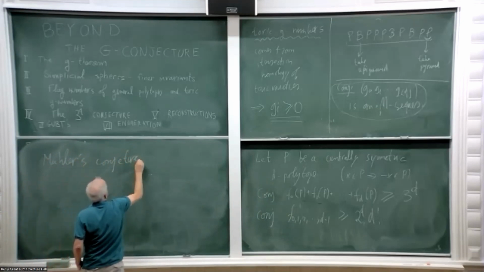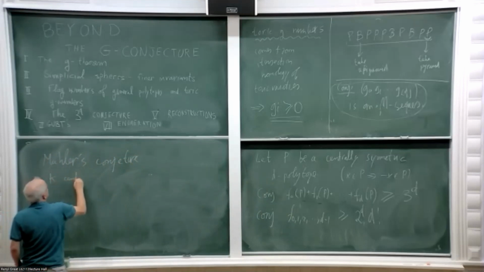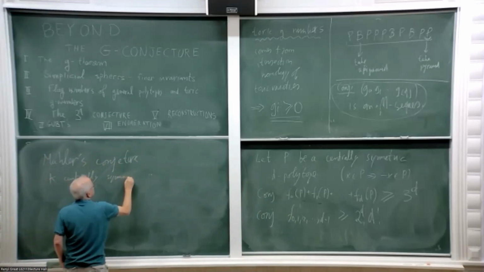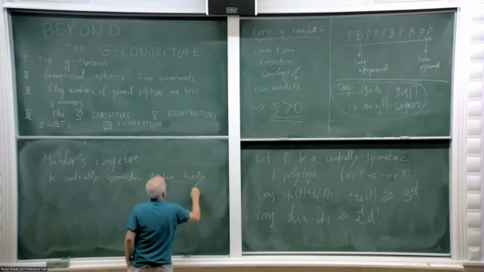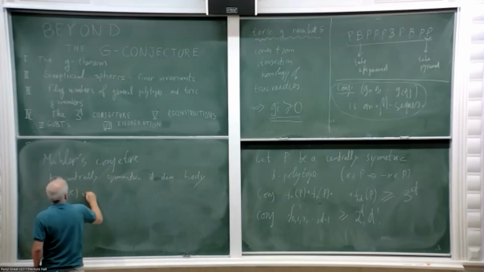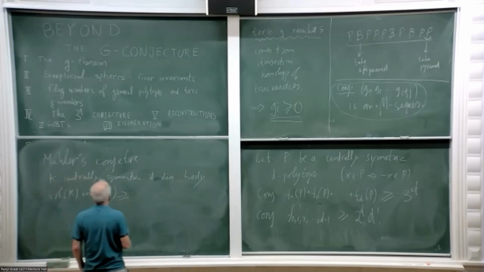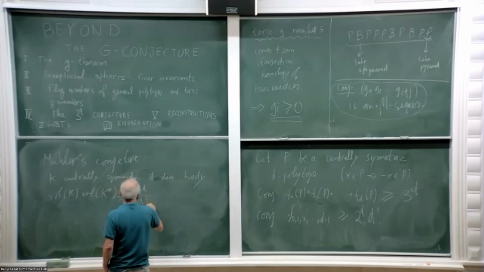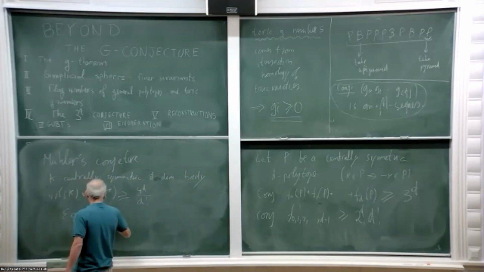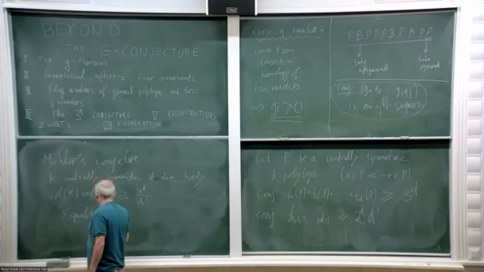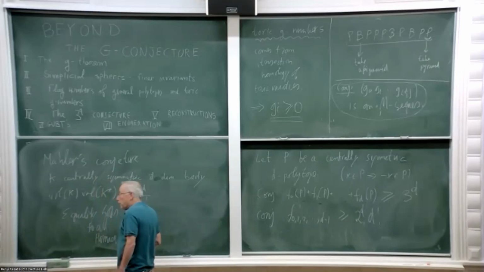And the Mahler conjecture asserts that if K is a centrally symmetric d-dimensional body, then the volume of K times the volume of the dual of K is greater or equal than 4 to the d divided by d factorial. The 4 to the d divided by d factorial is what you get when you take K to be the cube. And again, equality holds for all Hanner polytopes, and conjecturally only for them.